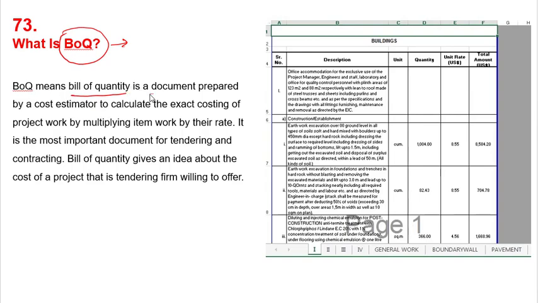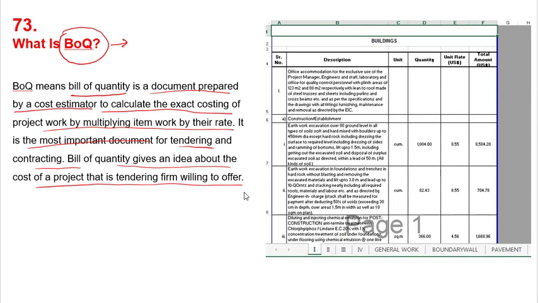Bill of quantities is a document prepared by a cost estimator, or quantity surveyor, we call him too, to calculate the exact cost of project work by multiplying item work by their rates. It is the most important document for tendering and contracting. BOQ gives an idea about the cost of a project that a tendering firm is willing to offer.